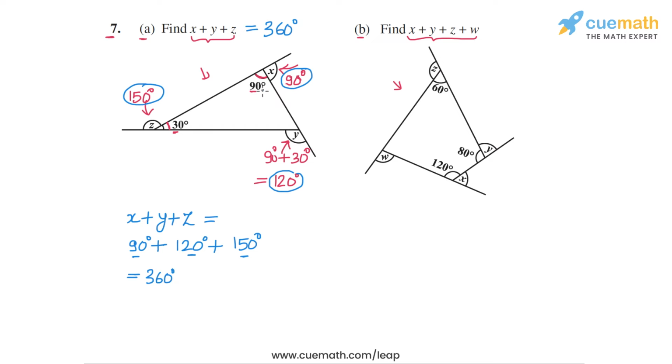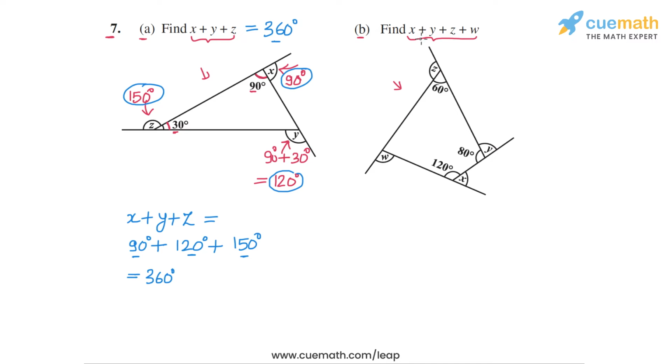Now if you look at the angles x, y and z, they are exterior angles on the three vertices of the triangle. So what we have really obtained is the fact that the sum of the three exterior angles on the three vertices is equal to 360 degrees.